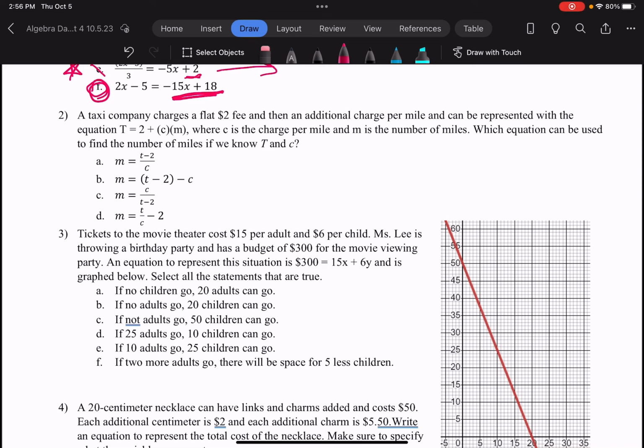A taxi company charges a flat $2 fee and then is an additional charge per mile and can be represented with this equation, where C is the charge per mile and M is the number of miles.